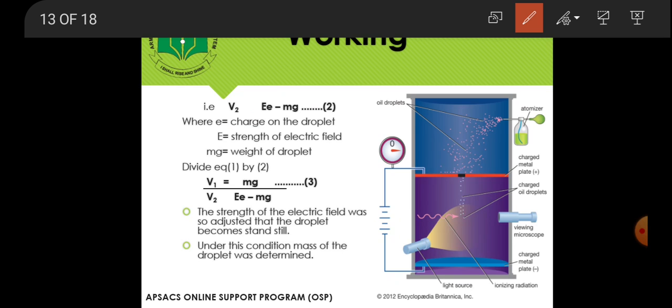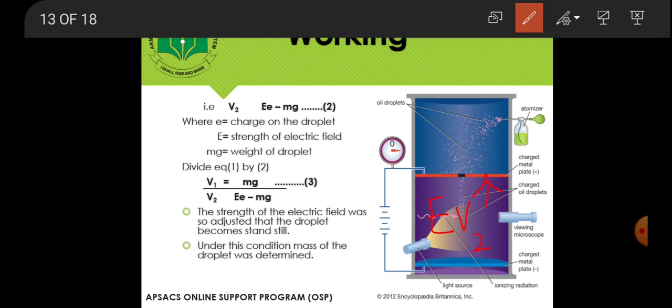When the electric field was off, the oil droplet was moving in the downward direction under the force of gravity with the velocity v1. But when the electric field was on, when the electricity was applied and the electric field of strength E was created, then the oil droplets started moving with the velocity v2 in the upward direction.